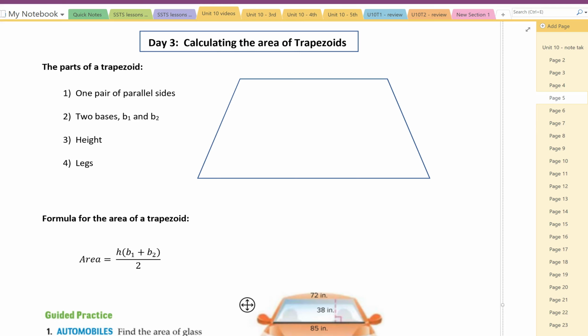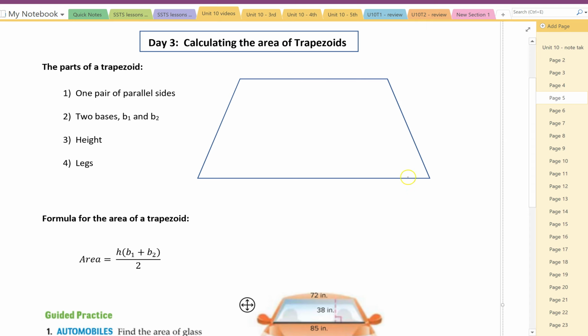All right, how do I calculate the area of a trapezoid? Well, let's talk about what a trapezoid is first. It's a shape that looks like this, obviously. It's got one pair of parallel sides. So unlike a parallelogram, trapezoids only have one pair of parallel sides.